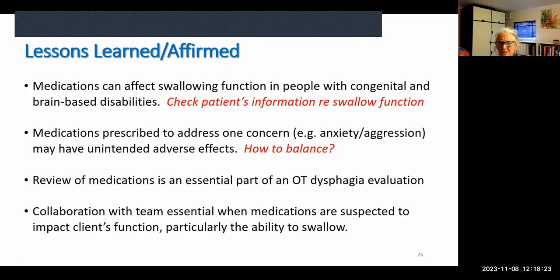And I think the challenge always is how are you going to balance this? Because challenging behaviors also impact on quality of life. So where do we find the balance, and how do you address that in a really thoughtful way? Review of the medications is an essential part of our OT dysphagia evaluations. We find it's very important, and we always ask that question. And obviously, we're not prescribers or administrators of medication, but we really like to collaborate with the team and have those discussions when we feel that it is needed, and in our case, particularly with the ability to swallow.